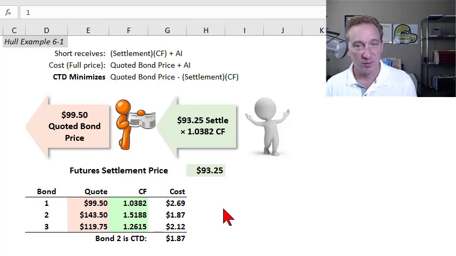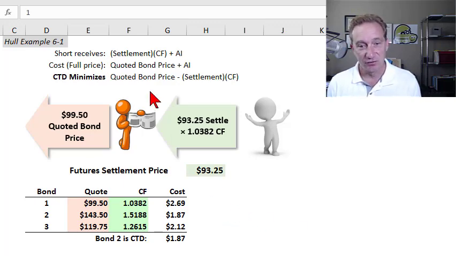In a U.S. Treasury bond futures contract, the short position is given a choice, a basket of bonds available for delivery to fulfill the contract. The cheapest to deliver is simply the bond that minimizes the net cost of the short position in fulfilling their obligation.